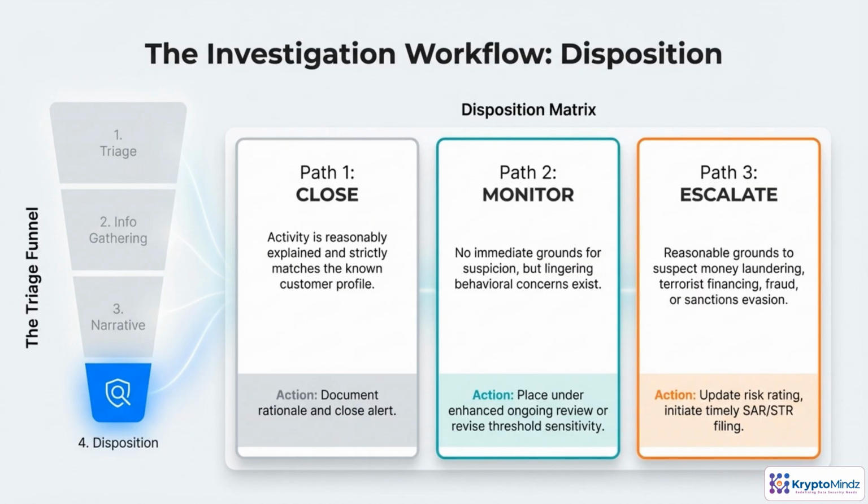Disposition is the decision point. What do we do with this case now? If the activity is fully explained and fits the customer's known profile, you can close it, but you must record why. If doubts remain, yet you lack clear grounds for suspicion, you keep the relationship and transactions under closer monitoring. If you have reasonable grounds to suspect money laundering, terrorist financing, fraud, or sanctions issues, you escalate, update the risk rating, and initiate an SAR or STR.